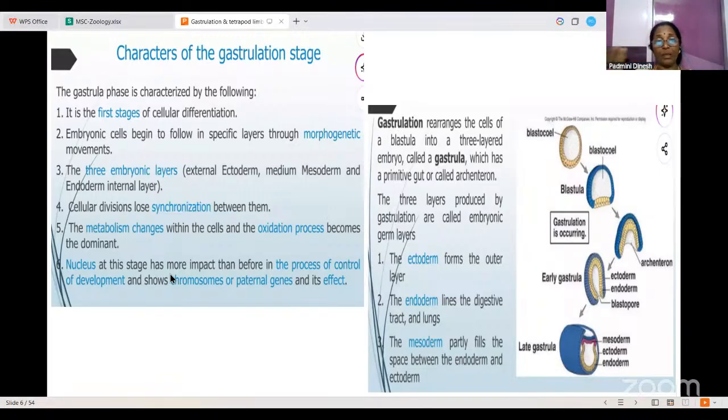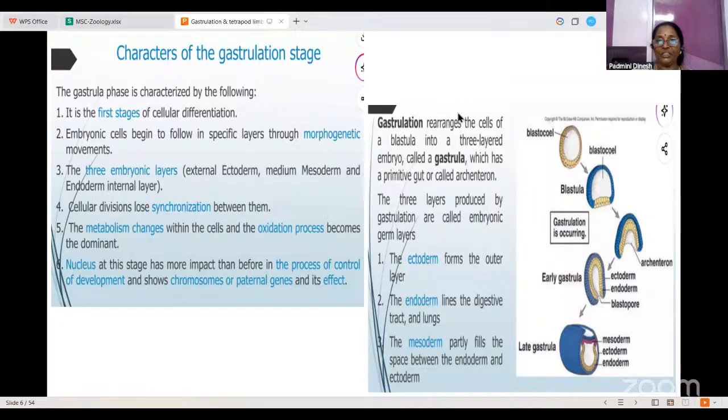And here it shows that the chromosomal, the paternal genes and their effects have a more important effect over here. Of course, paternal and maternal are equally important. Why? It all depends on what type of genes you have inherited from which parent during recombinations.